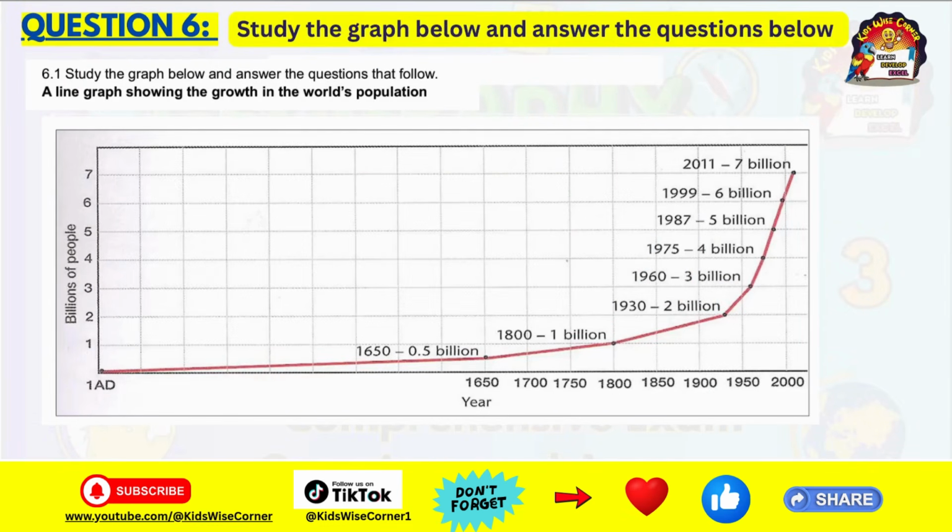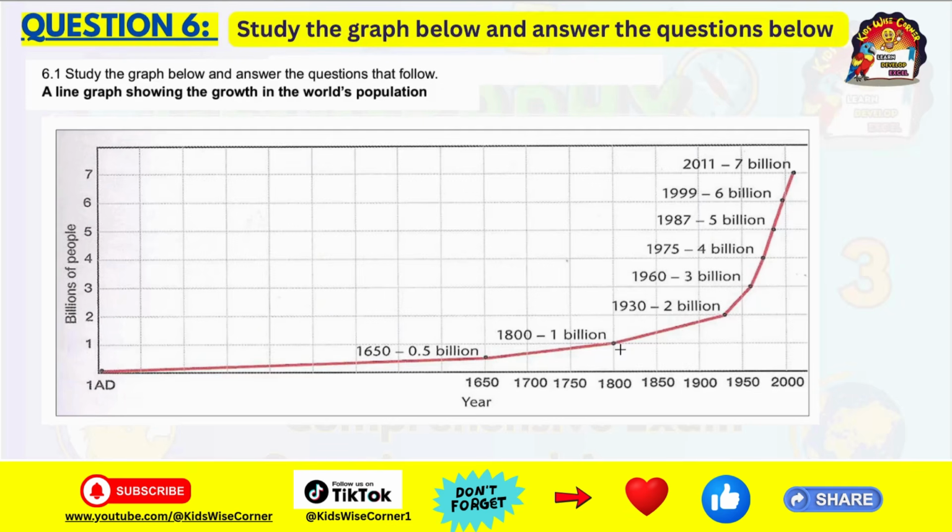Question 6. Study the graph and answer the questions below. A line graph showing the growth in the world's population. So we've got the world's population in the billions of people, and then we've got the year. From 1 AD all the way up to the year 2011, this is showing the graph in terms of the world's population. If you look here, in 1650 there were 500 million people.